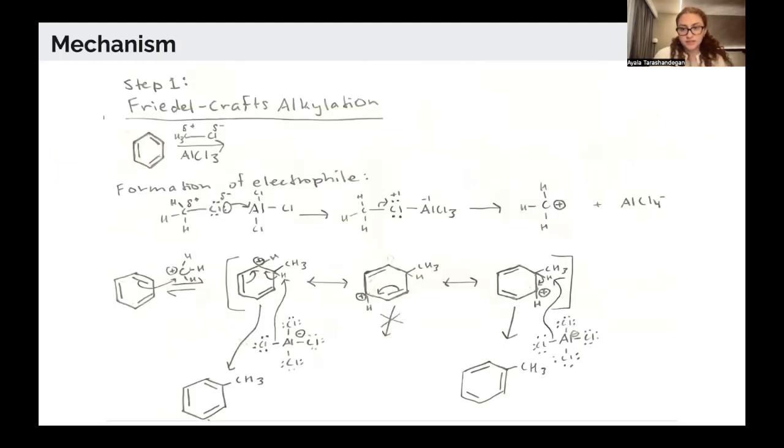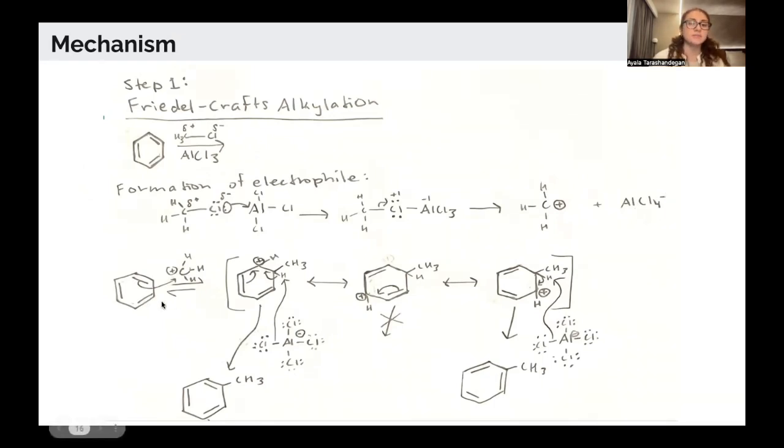So the first step in our mechanism was Friedel-Crafts alkylation. So here we have our alkyl halide, CH3Cl, and then our catalyst, which is AlCl3. And then a real quick review, the first step of this mechanism is to form an electrophile. So once we do so, we have our electrophile, which is then our CH3 positively charged. And then we also have the formation of AlCl4, which is negatively charged.